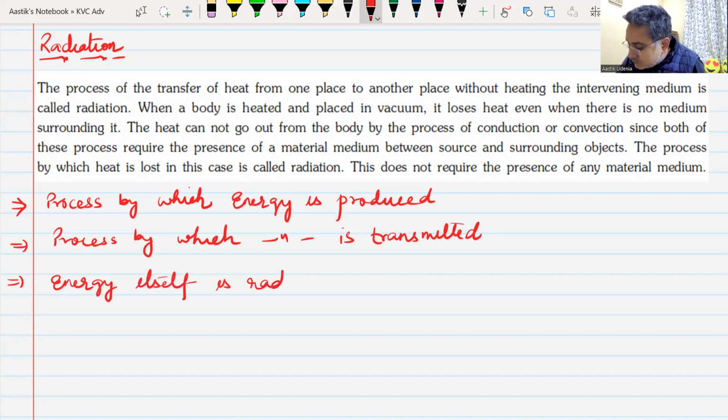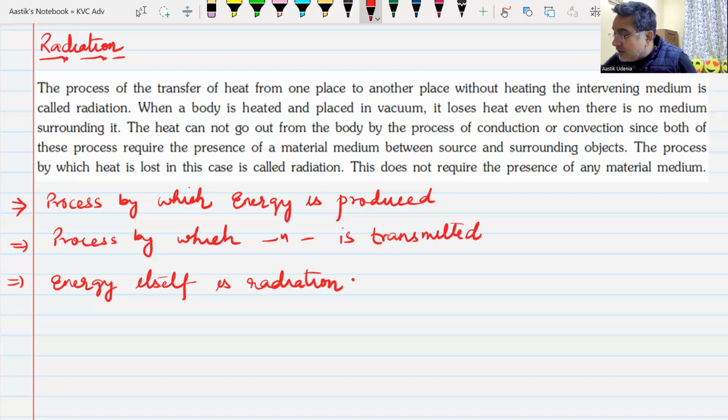So when I say a body is emitting thermal radiation, it means the energy that it is emitting is thermal radiation. The process by which it is emitting that energy is also radiation. The process by which that energy is transmitted is also radiation. So radiation means everything about thermal energy. Do we understand what I have said?